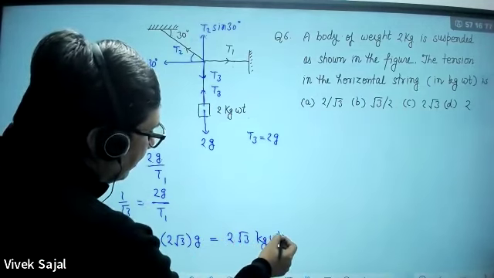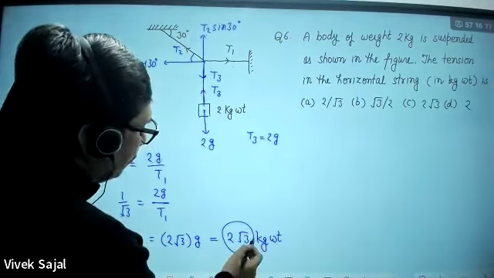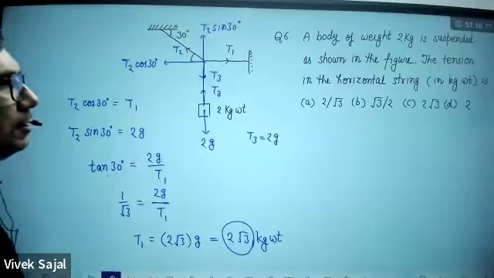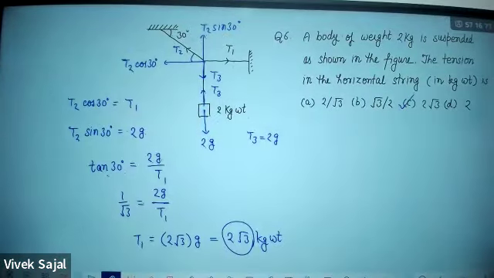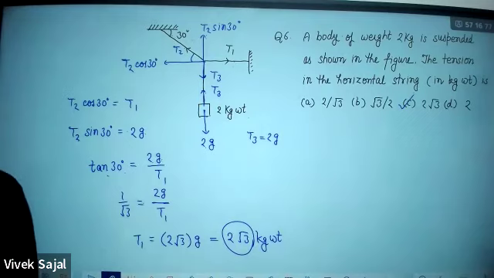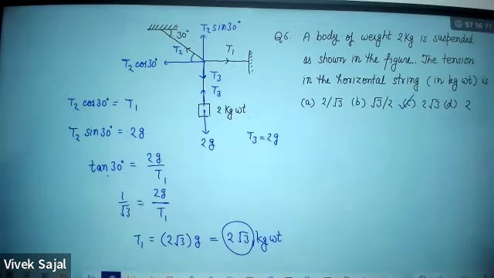I can also write it like this. So my answer is 2 root 3, so option C is the correct answer. This is question number 6. Is it clear? Can I go to the next? Yes, sir. Good.